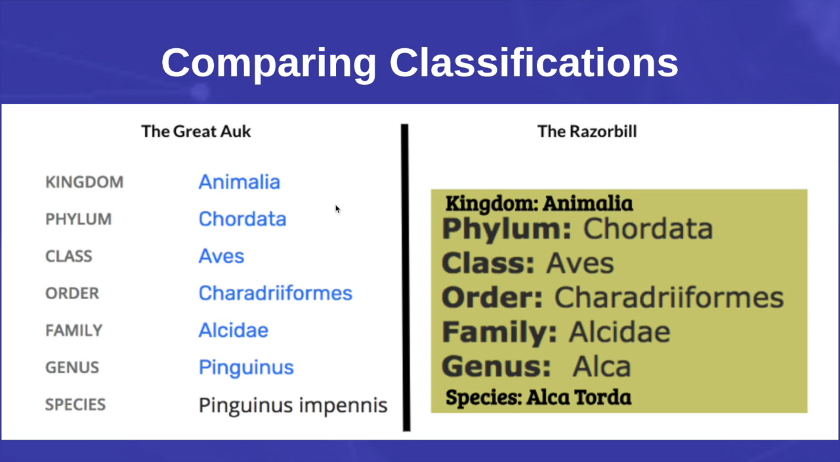And of course their species names are different. The great auk is part of the Pinguinus impennis species, and the razorbill is part of the Alca torda species.